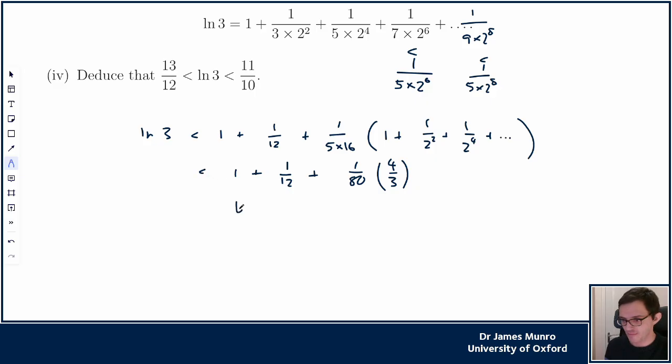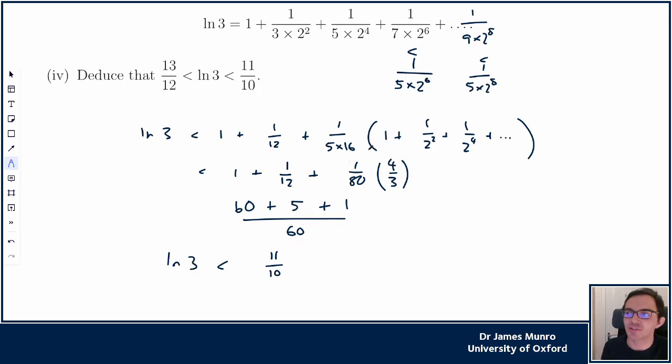So if I put everything over 60s, then I've got 60 plus 5 plus 1 over 60, which is 66 over 60, which is 11 over 10, dividing top and bottom by 6. So log 3 is less than 11 over 10.